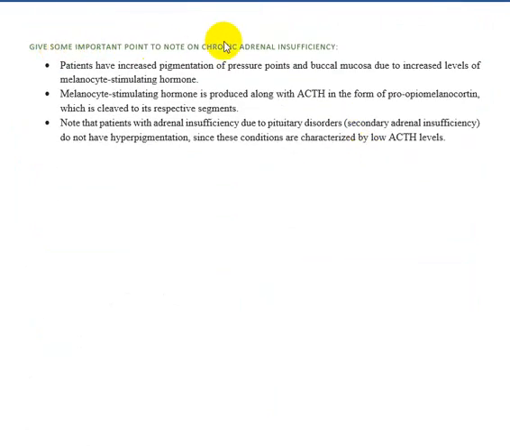So, some important points of chronic disease. Patients have increased pigmentation at pressure points, and this increased pigmentation is because of an increased level of melanocyte stimulating hormone. The melanocyte stimulating hormone comes from proopiomelanocortin. Proopiomelanocortin is a precursor of ACTH. So upon production of ACTH, you also produce melanocyte stimulating hormone. So somebody that produces high ACTH is going to be very dark because of the production of melanocyte stimulating hormone.